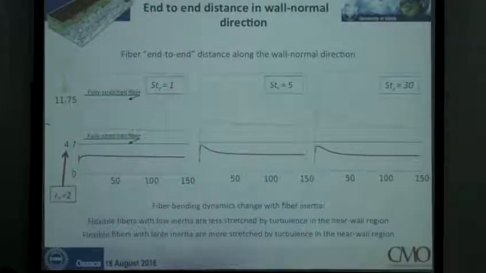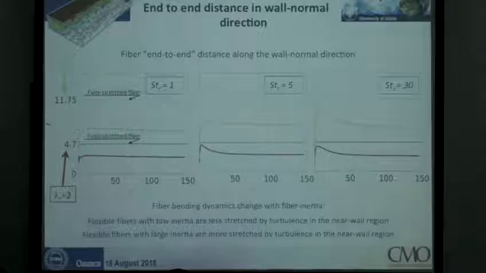So the solid angle was just one measure of the fiber flexibility. This is actually another one. A way to measure how the fibers are bent by the fluid is to measure the end-to-end distance. If the distance is equal to the fully stretched fiber length, then there is no deformation.